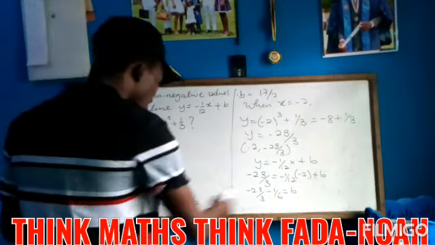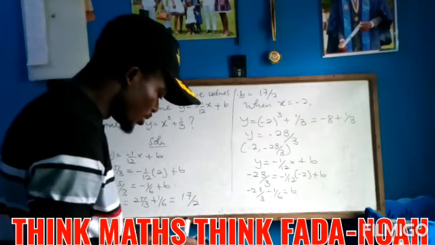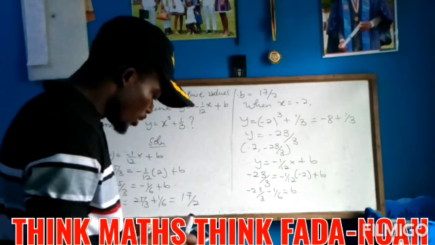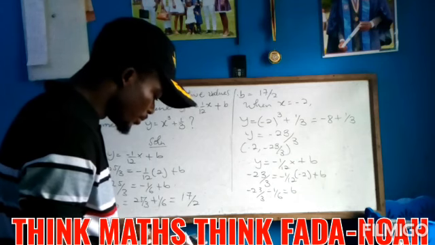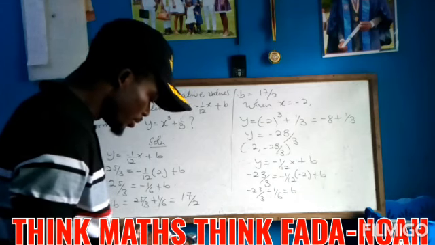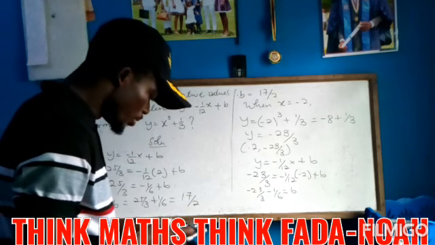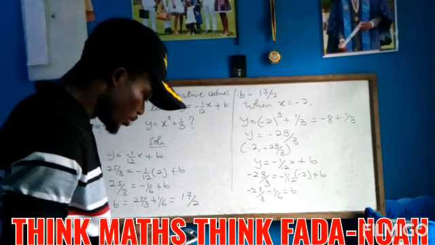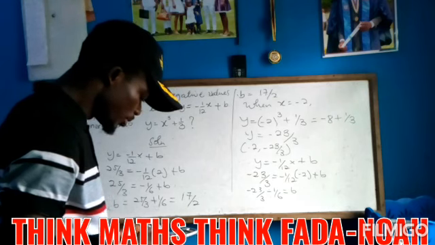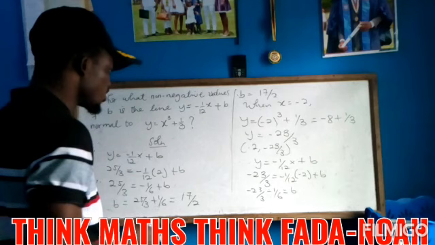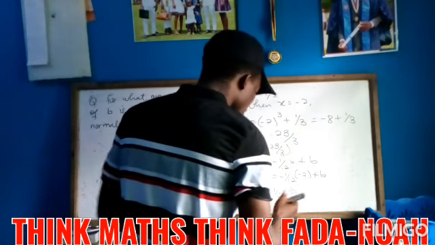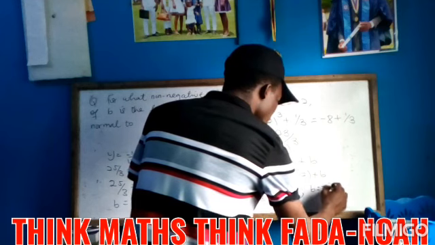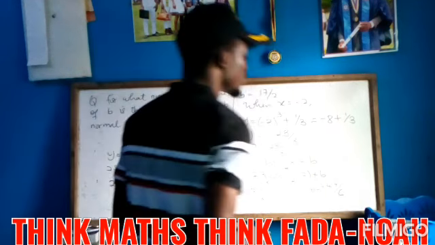So when we simplify this one, let's see what we get. We are going to have minus 23 on 3 minus 1 over 6, so we are going to have minus 47 on 6. So we have b equal to minus 47 on 6.